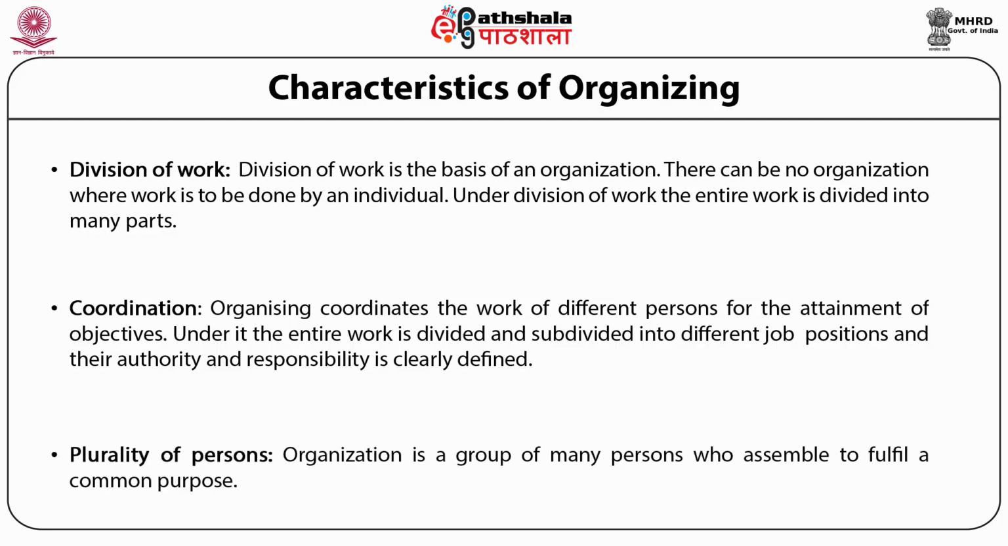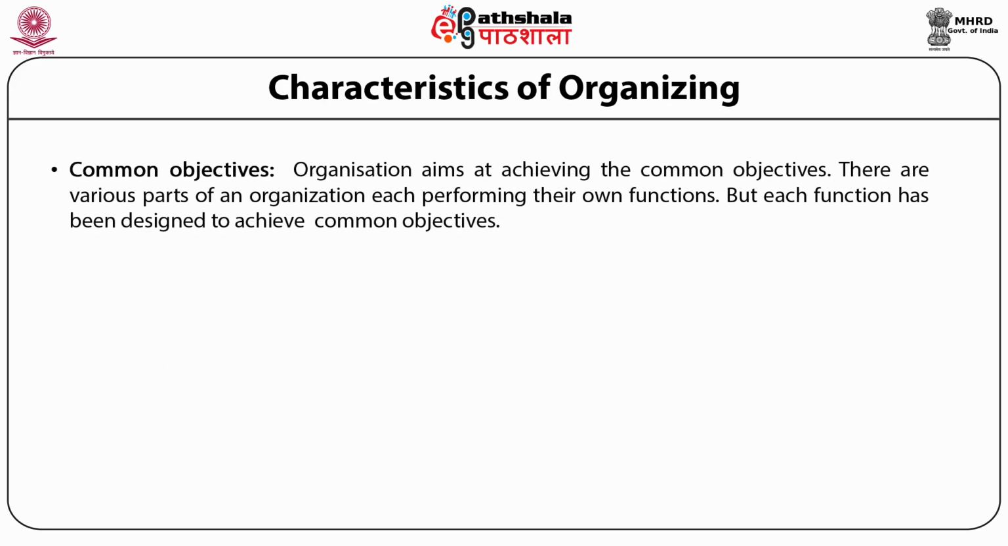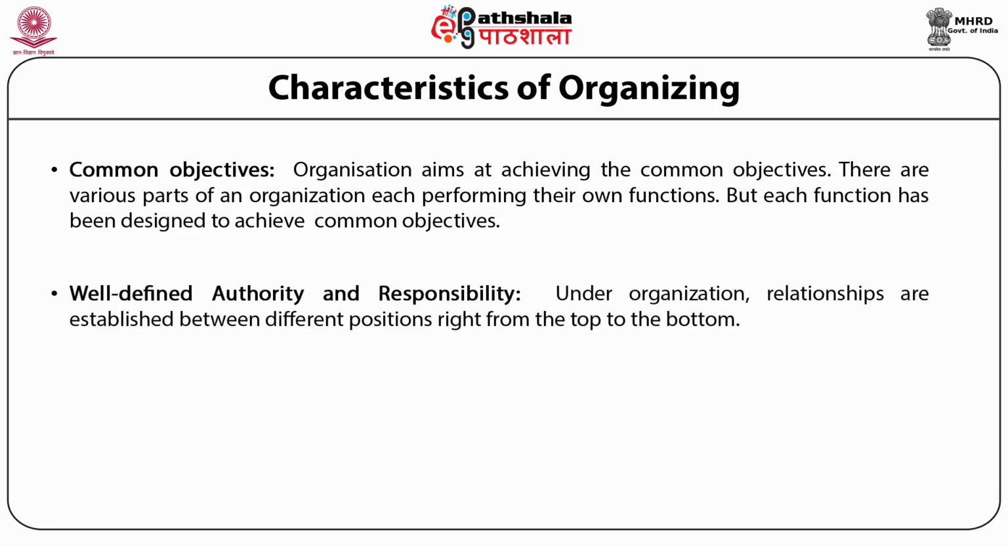Plurality of persons. Organization is a group of many persons who assemble to fulfill a common purpose. An organization structure cannot be created when there is only an individual to perform the entire work. Common objectives. Organization aims at achieving the common objectives. There are various parts of an organization, each performing their own functions, but each function has been designed to achieve common objectives.